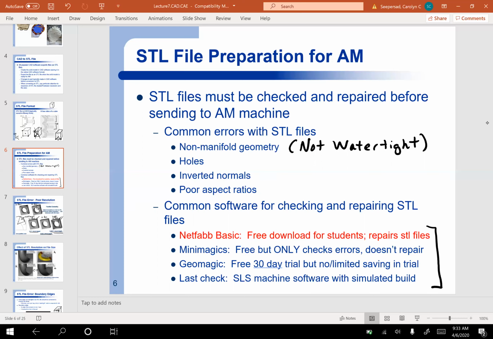So the best way to do it: Mini-Magics is a really cheap, free, fast, lightweight way to check for errors. I use that a lot to just check for errors, but it won't fix the errors. In order to fix them, you need to use something else. Like NetFab, for example, will fix things. Mini-Magics might tell you that you have inverted normals and non-watertight solids, or that you have shells, which is another word for those infinitely thin surfaces, but it won't fix them. You have to go to something like NetFab to actually fix them. It'll fix your inverted normals. It'll patch your non-manifold or non-watertight surfaces, okay?